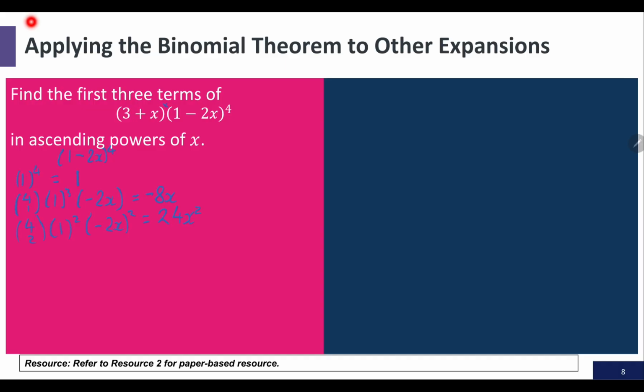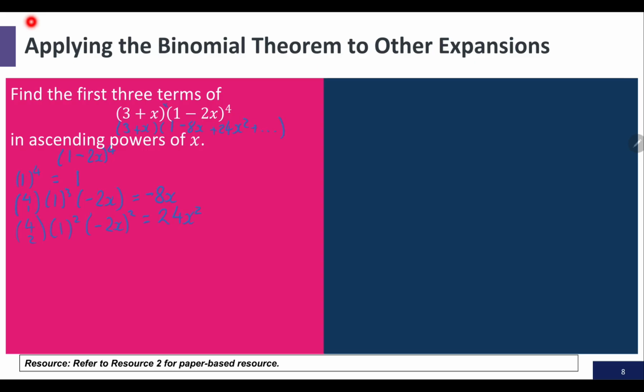So what I've got so far is that expansion. The question is ever so slightly different now. It's now 3 plus x, and I'm just going to write it underneath: 3 plus x multiplied by 1 minus 8x plus 24x squared. There are some more terms that we could find, but it doesn't ask us to.